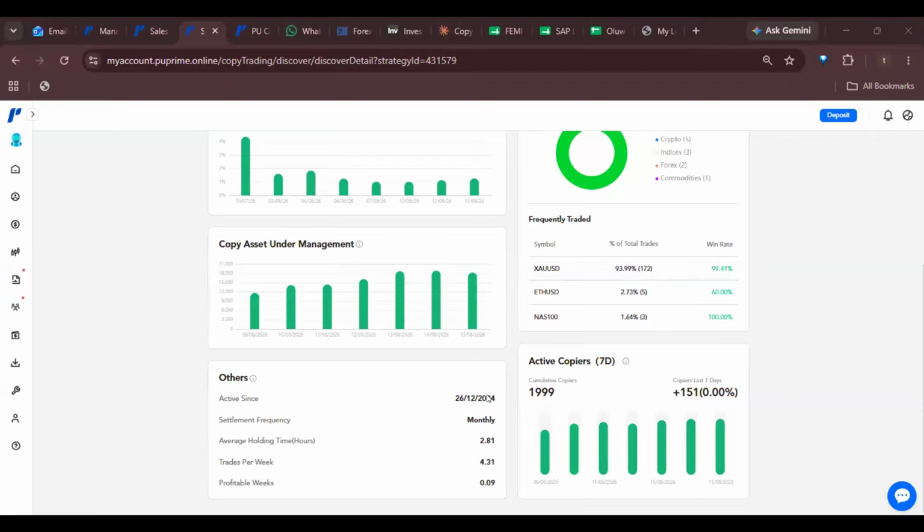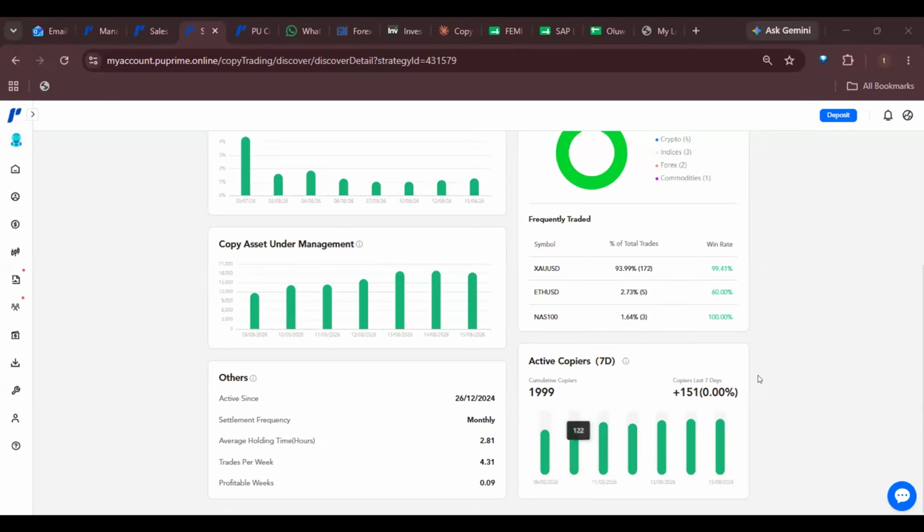26/12/2024. That's 26/24. So you can actually see that this person has been in the system for quite some time. Of course, this is 2026, so it's been in the system for quite some time now. And also, if you look at these active copiers, this is to tell us about how many people are copying this particular trader.